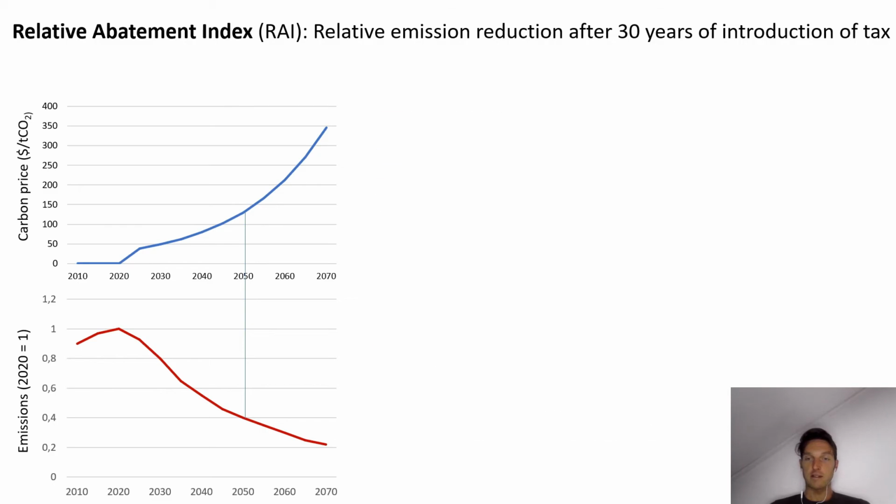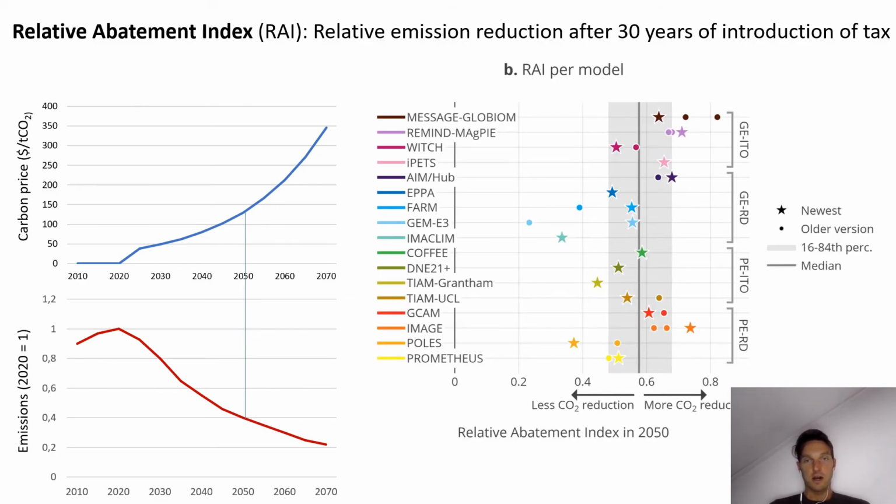And if we look at all the models, here you also see the models listed that we included. On the x-axis, you see how much reduction is realized compared to the baseline. So more to the right is more reduction, more to the left is less reduction. The stars represent the latest model versions, so we can also compare versions, which was in fact very useful because we could then also understand where changes came from.